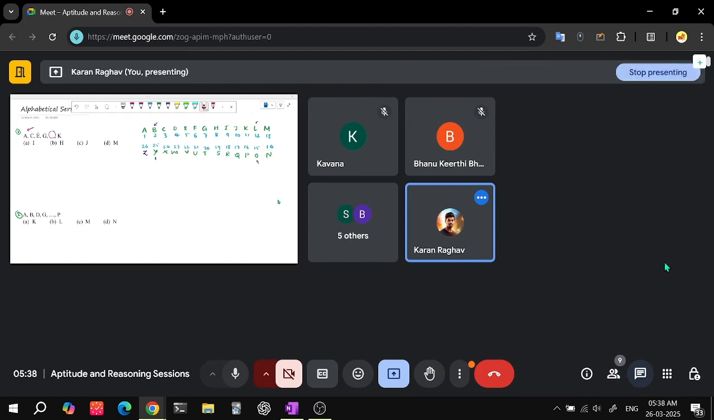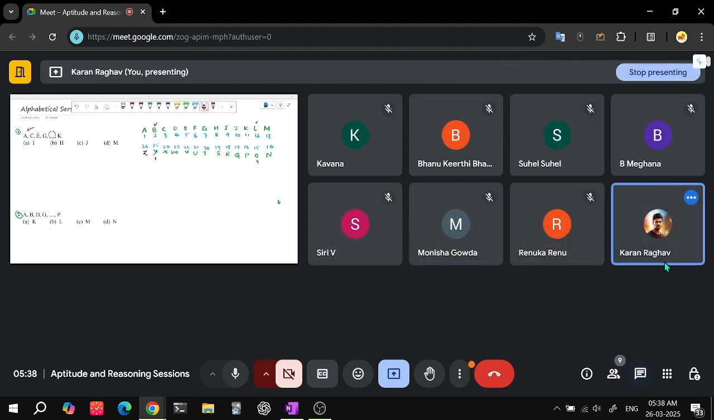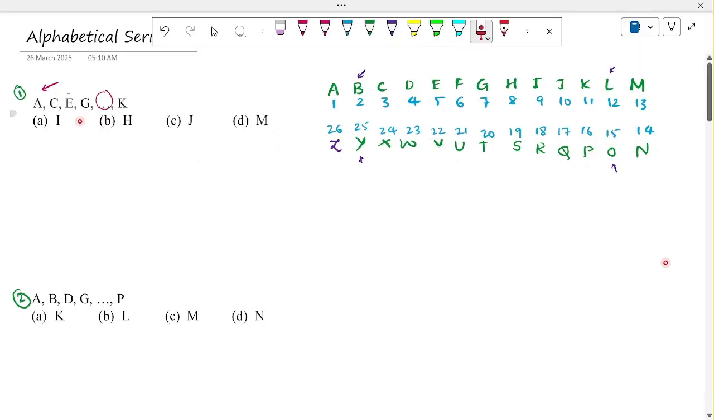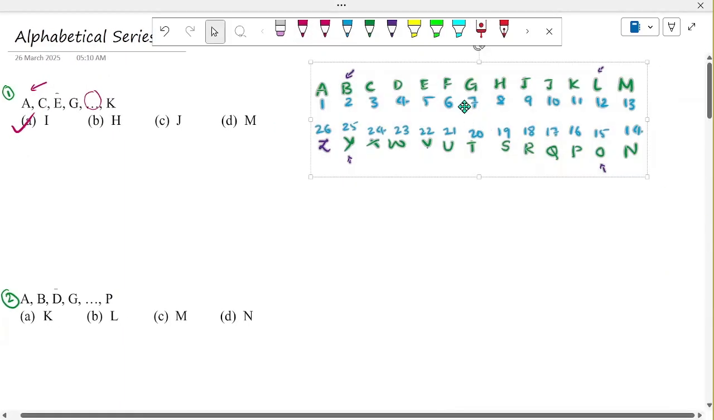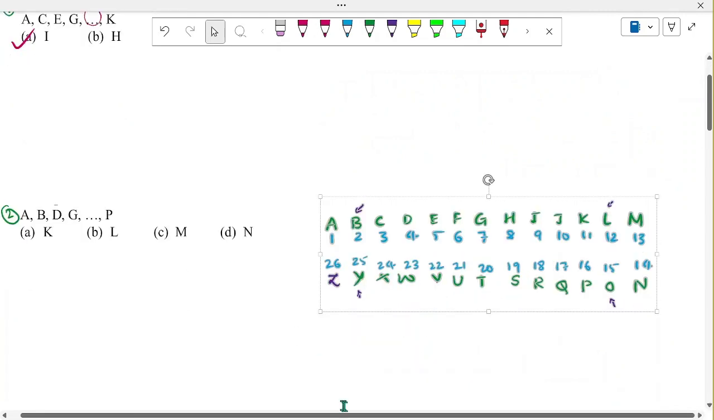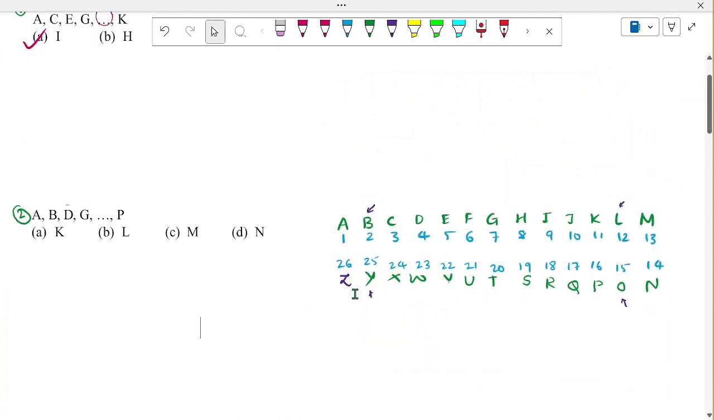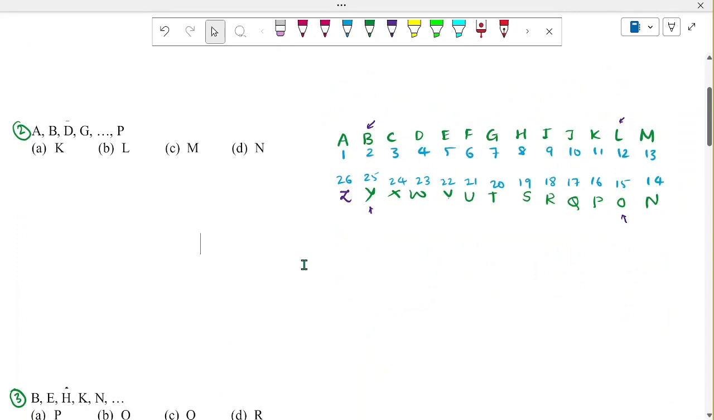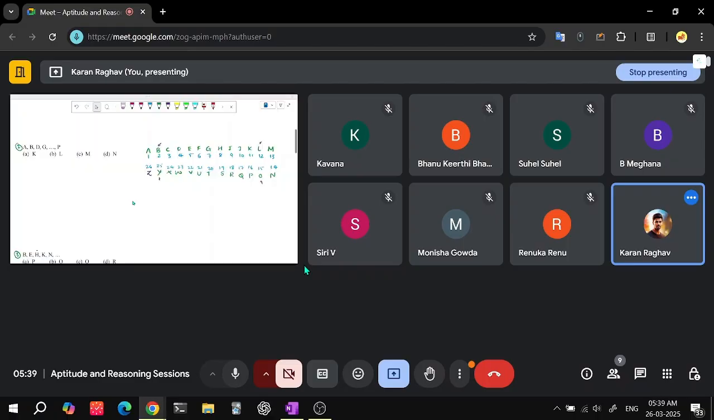In this way, they will be very simple, but you need to make sure that you have a table like this so that any kind of question can be solved. Now the answer for this is I, option A. I think there is no doubt in this one. Then what we will do, we'll just carry this table forward. Now the second question. Just try to solve this question and tell me what the answer is. I'll give 1 minute of time. Let me see whether you can solve it or not.